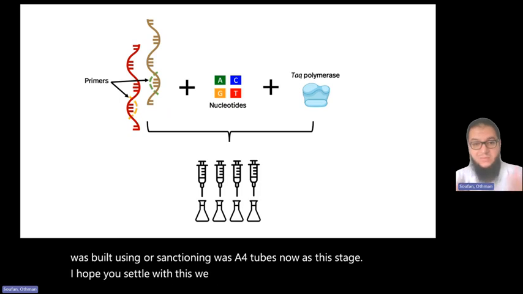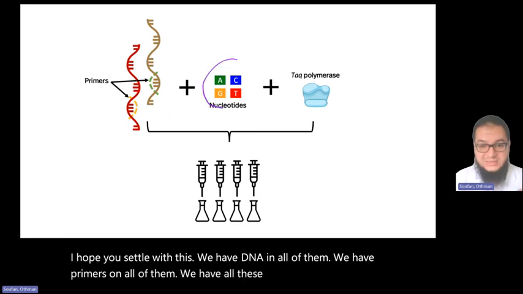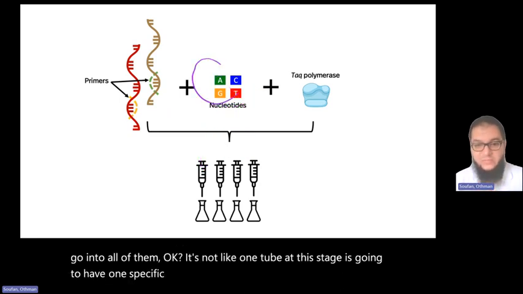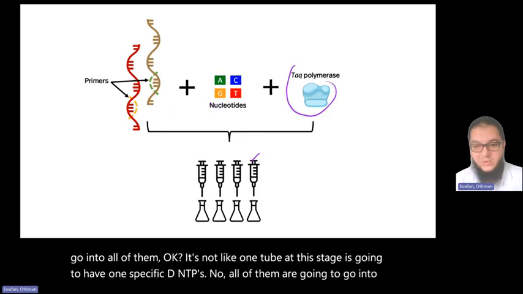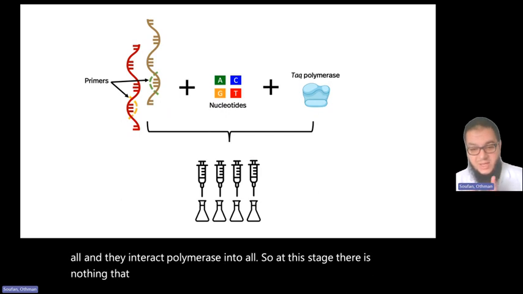We have DNA in all of them. We have primers in all of them. All these nucleotides are going to go into all of them, okay? It's not like one tube at this stage is going to have one specific dNTP. No, all of them are going to go into all, and then Taq polymerase into all. So at this stage, there's nothing that makes a single tube of those 4 tubes unique.